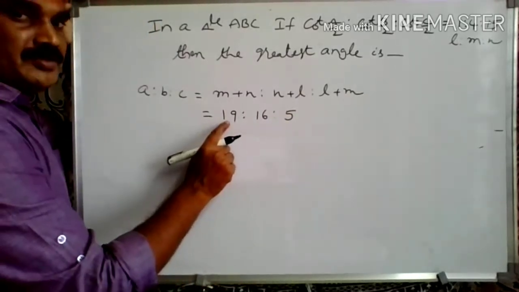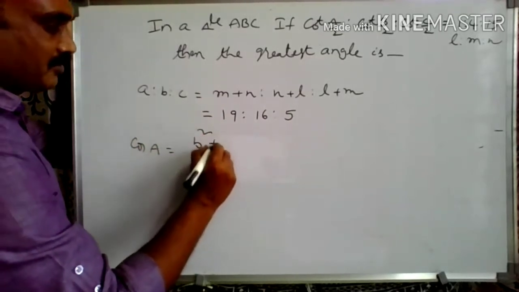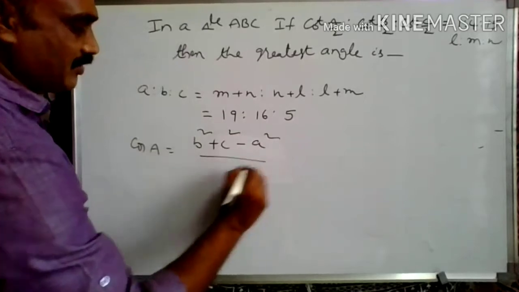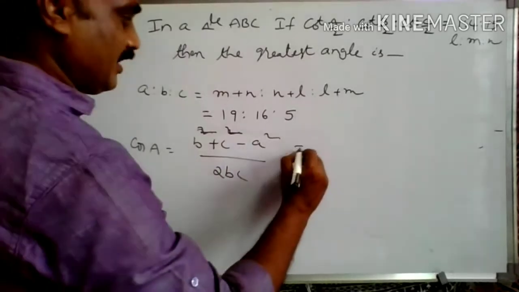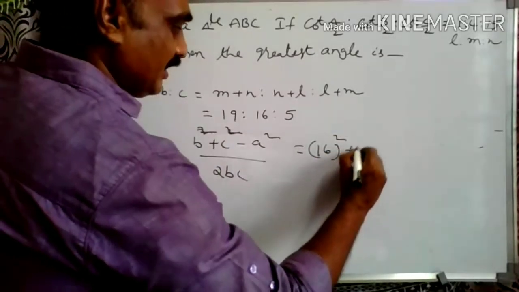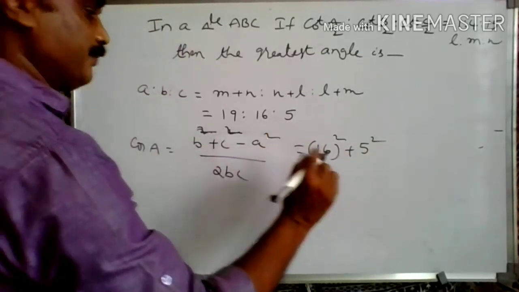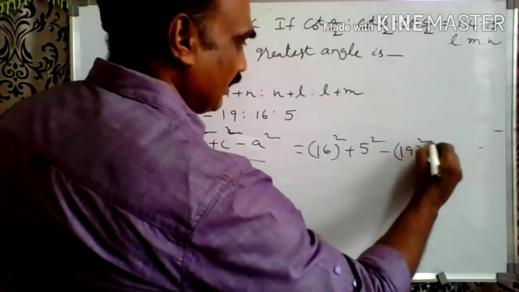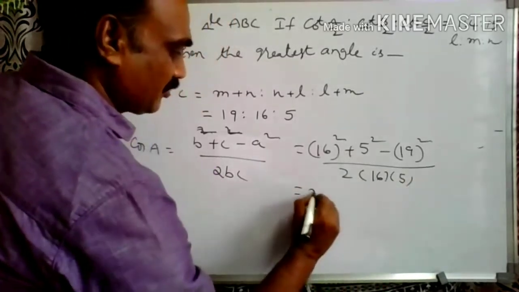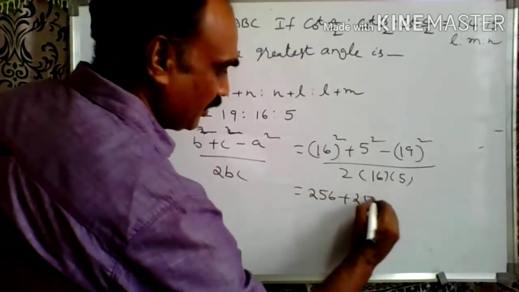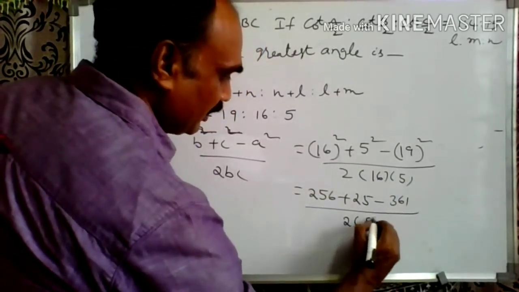Here, the greatest side is small a. So, the greatest angle is A. Cos A is equal to (b square plus c square minus a square) by 2bc. Here b is 16, c is 5, and a is 19. So b square plus c square minus a square, what is 2bc? 2 into 16 into 5. 16 square is 256 plus 5 square 25 minus 19 square 361, by 2 into 80.